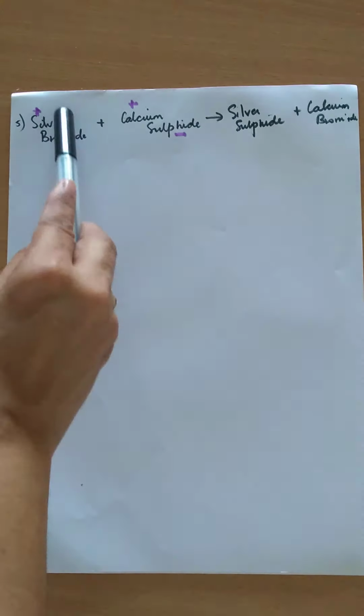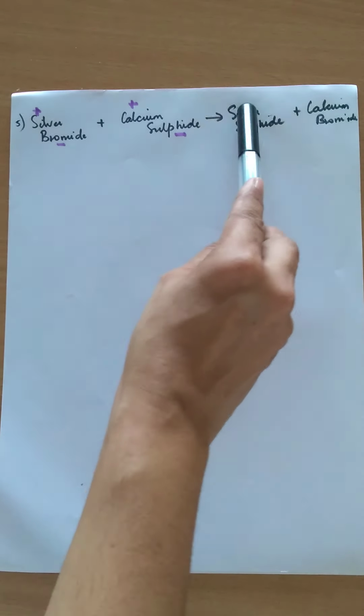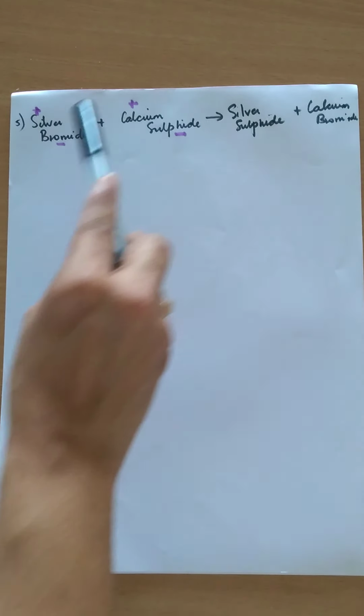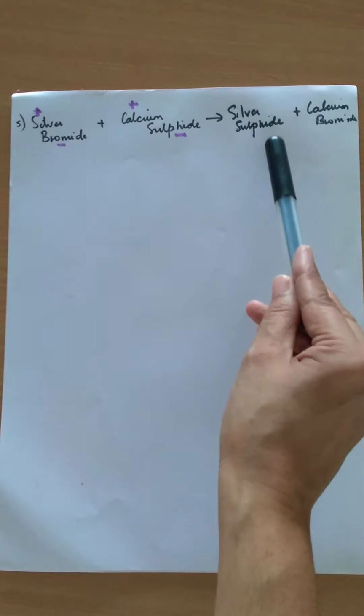So just remember that when there are two compounds like this, the positive ion of one compound will react with the negative ion of the second compound and give you the product, and the positive ion of the second compound will react with the negative ion of the first compound to give you the second product. So silver bromide plus calcium sulfide gives silver sulfide plus calcium bromide. Now in the second step, we write the symbol, we write the valencies, cancel, cross multiply and write.